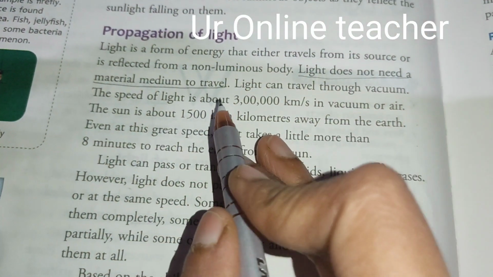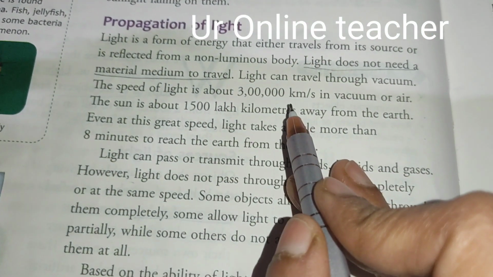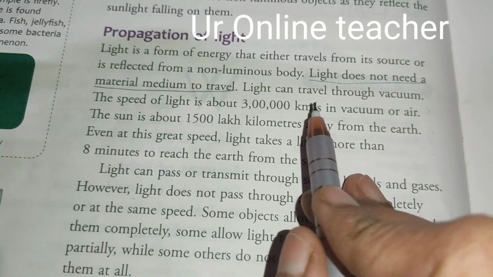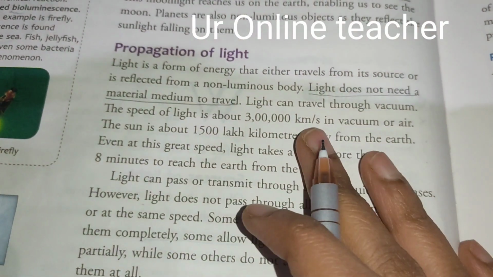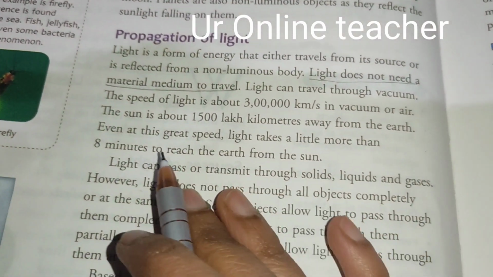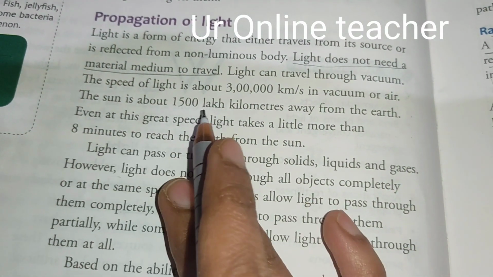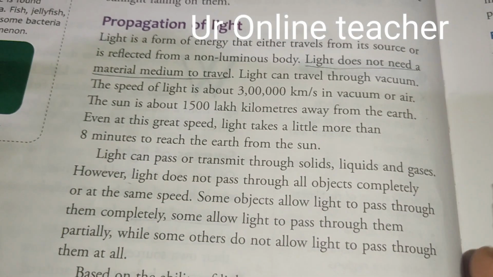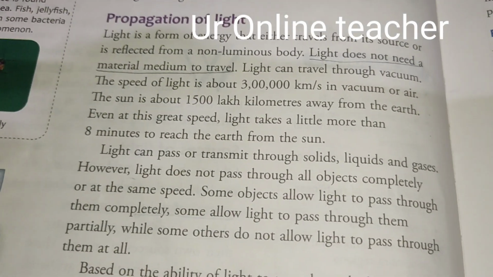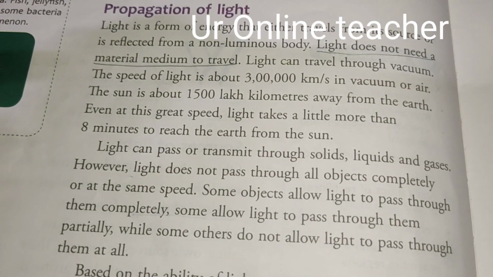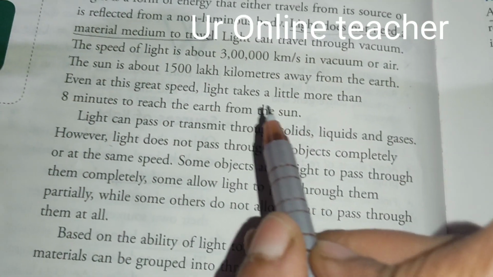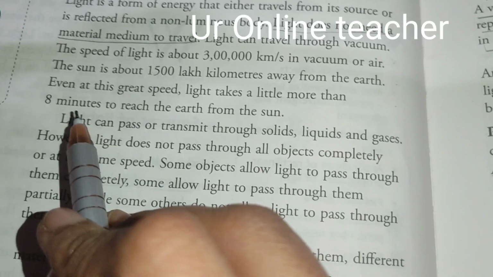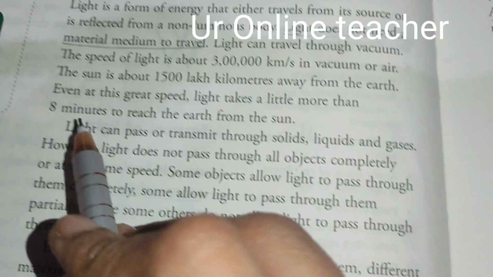The speed of light is 3 lakh kilometers per second. In 1 second, it will travel 3 lakh kilometers. That fast it will travel in vacuum or in air. The sun is 1500 lakh kilometers from the earth. So even at this great speed, light takes a little more than 8 minutes to reach the earth from the sun.